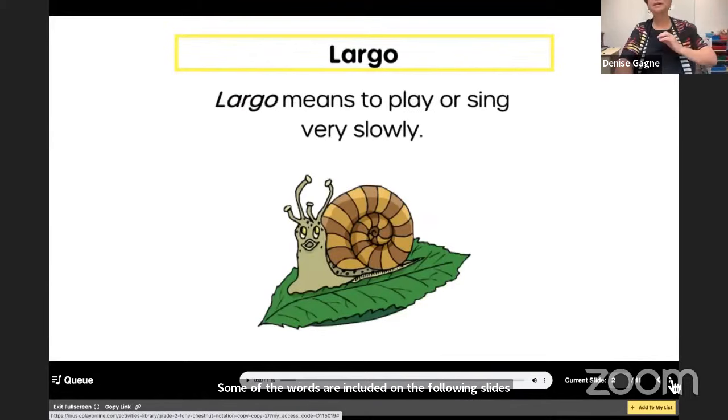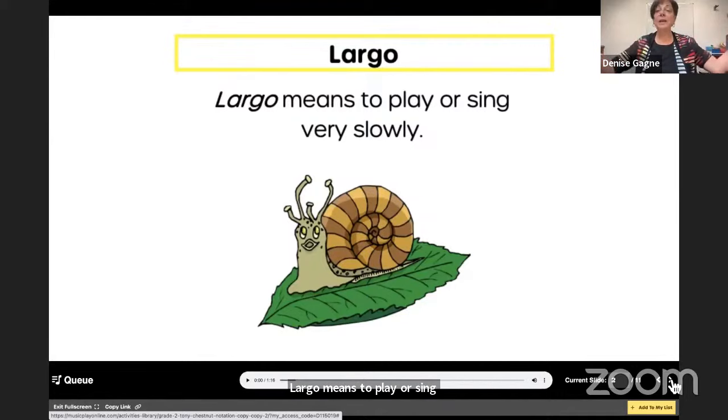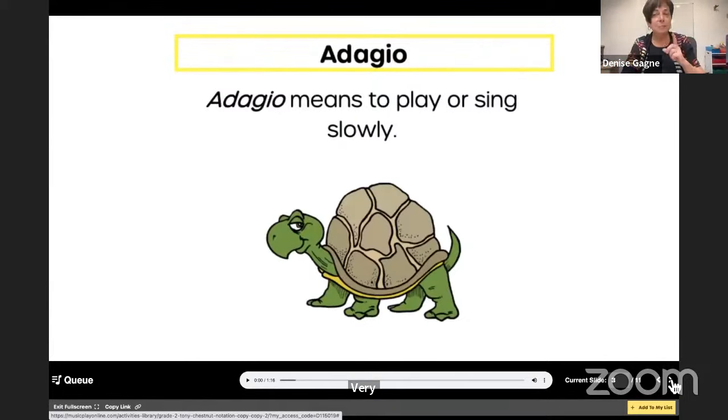Largo means to play or sing very slowly, and I would have the kids repeat. Artie is a smart lady, and she cuts these down to four. And I think the kids have a better shot at remembering if you do fewer. I probably should do fewer in grade two.